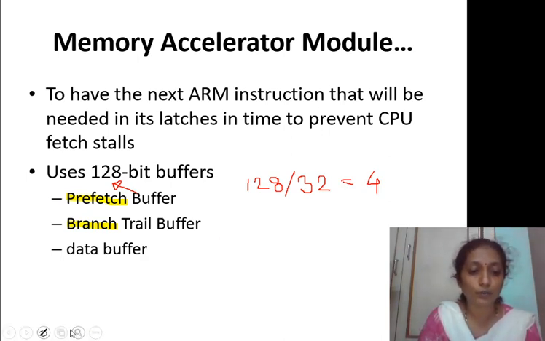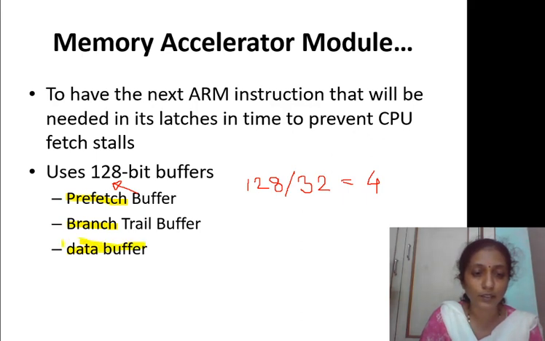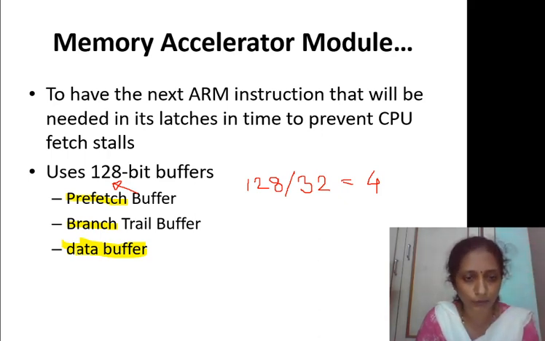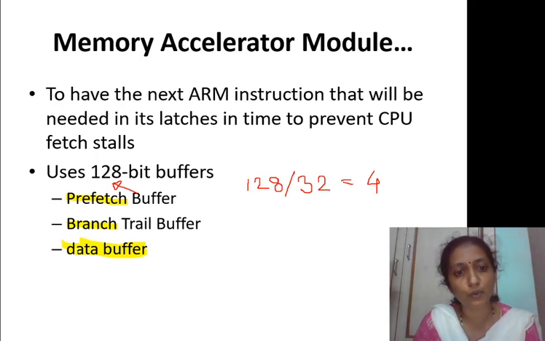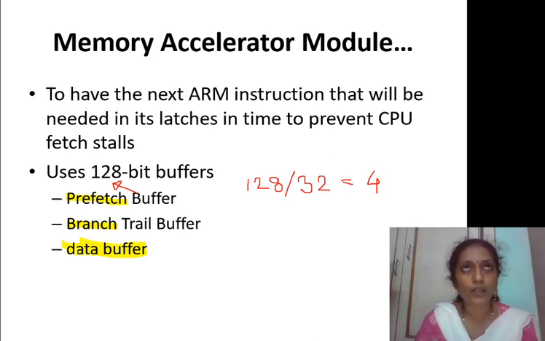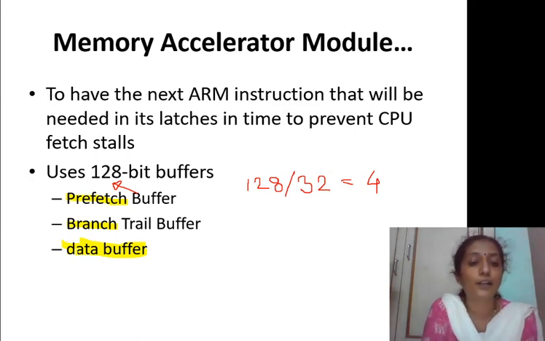Okay, so where are they stored? These are stored in the buffers. Three different types of buffers are present there. Prefetch buffer, which is used for normal program execution. Branch trail buffer, that is used specifically in case of a branch instruction, where you want to prefetch those instructions which may execute when the branch instruction is executed. Those are again stored in the buffer. And the last one is the data buffer. It can also fetch data ahead of time.